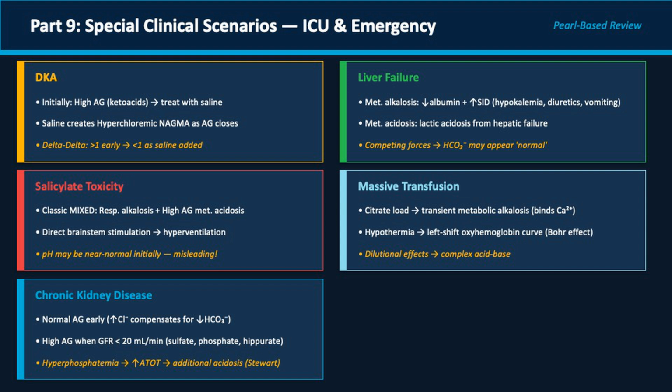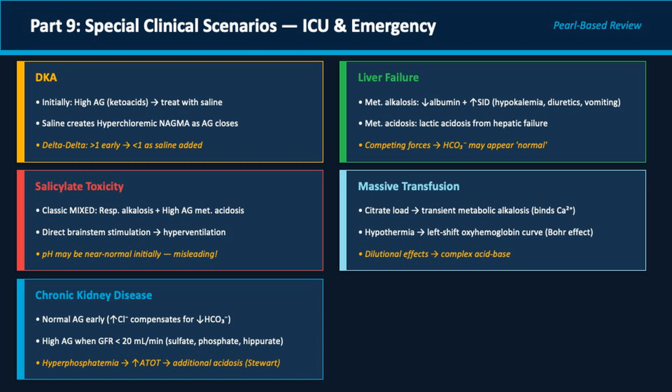Scenario 4, liver failure. Two forces fighting each other. One will be alkalizing forces: low albumin, low potassium, vomiting, diuretics. And the opposite, there will be acidifying forces like lactic acidosis from impaired liver function. And they cancel each other. pH looks normal, bicarbonate looks normal. Traditional analysis is no problem. But there are two big hidden disorders underneath. Normal numbers in liver failure are a warning, not reassurance.